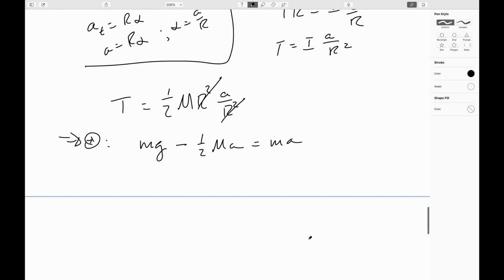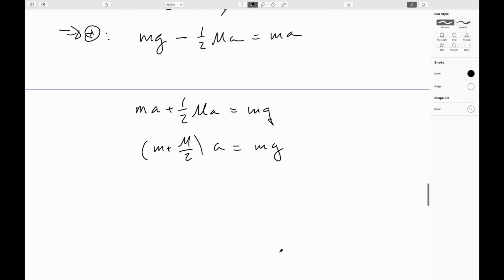All right, now we can go ahead and start solving for the acceleration. So what we've got is little ma plus 1/2 big MA equals little mg. We can group out an A. Little m plus big M over 2, times A, equals little mg. Then finally divide through by the things in the parentheses. So little a is equal to little m over little m plus big M over 2, times g.